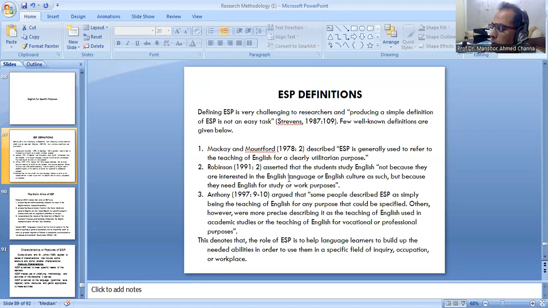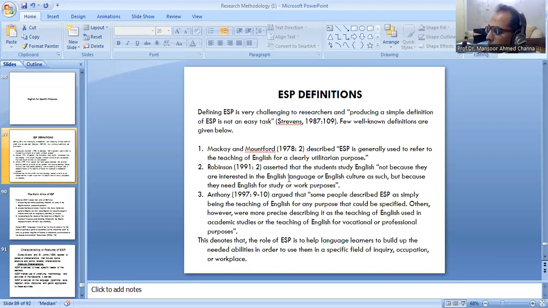There are a few well-known definitions given. Mackay and Mountford in 1978 described ESP as generally used to refer to the teaching of English for a clearly utilitarian purpose. Robinson asserted that students study English not because they are interested in the English language or English culture as such, but because they need English for study or work purposes.